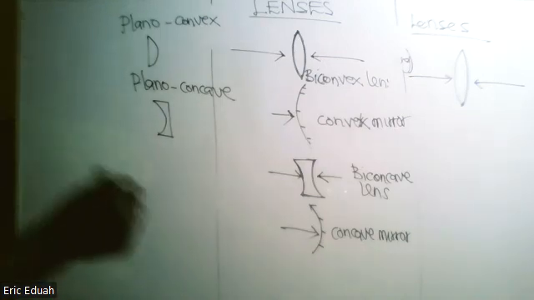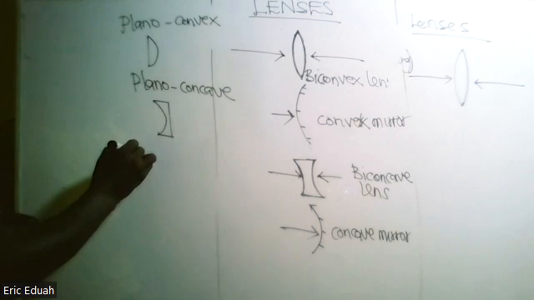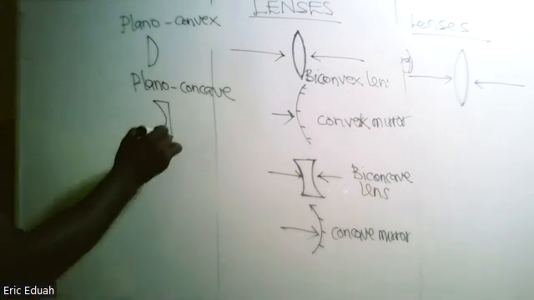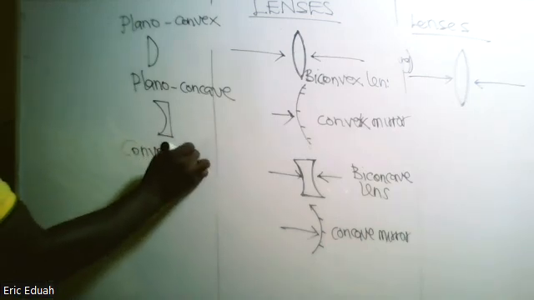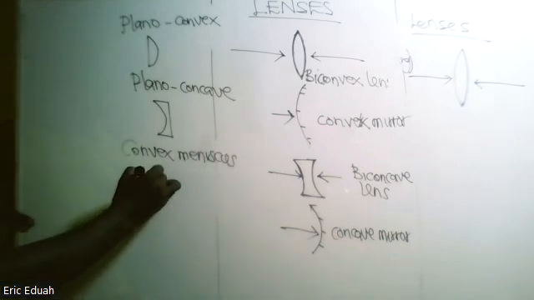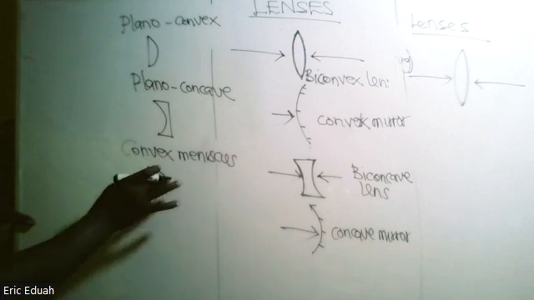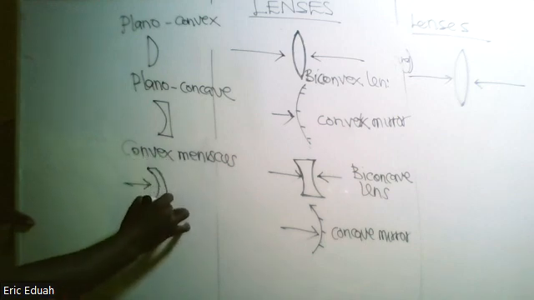Then we have another type we call concave and convex meniscus. This one looks like the meniscus of water. So, convex meniscus. Here we expect to see the refracting surface curving out, and this is the refracting surface. Then the back is curved like the meniscus of water.